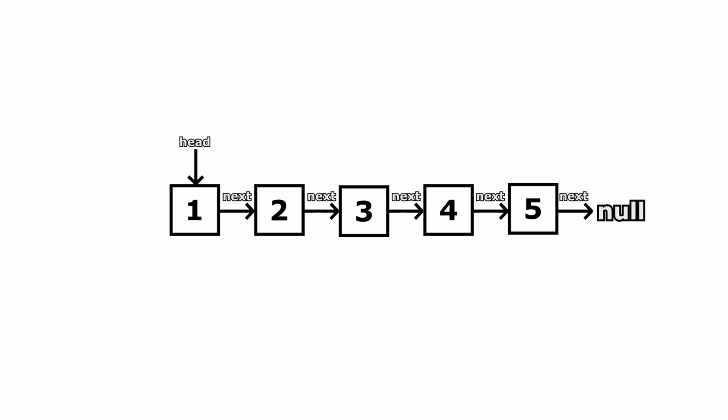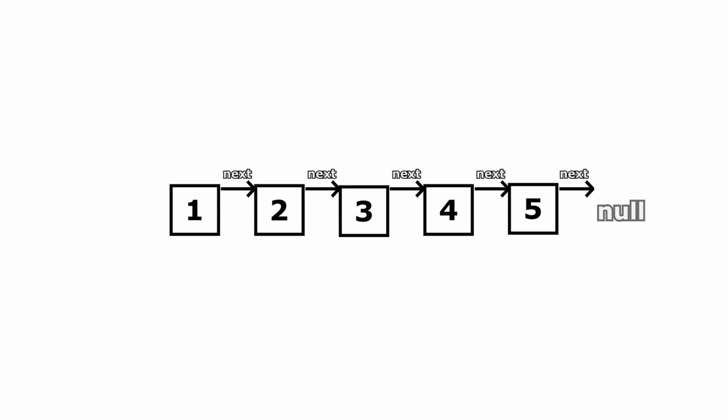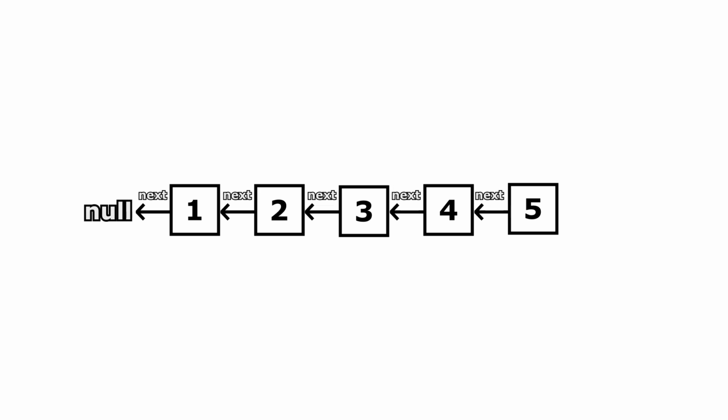In this diagram, the list goes from left to right, and to reverse it, we just need to take all the next pointers and point them in the other direction, like this. Then we take the head pointer of the list and point it at the last node, and we're done. But how do we implement this?